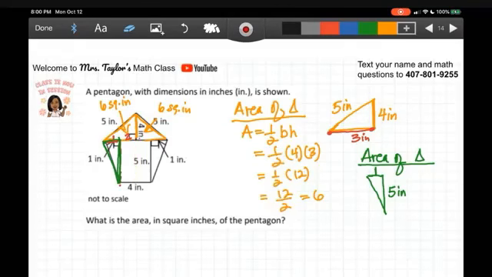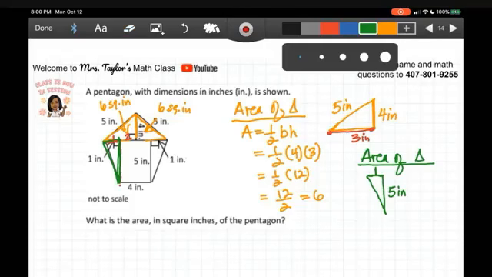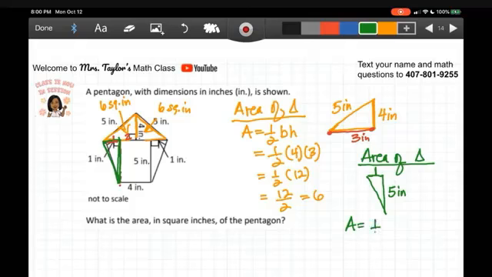So this area is going to be A equals 1/2 times 1 times 5, and all of these are fractions. So 1 times 1 times 5 is 5, and 2 times 1 times 1 is 2. So this area would be 2.5 square inches.